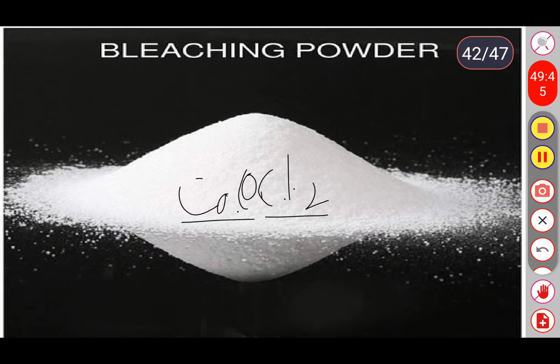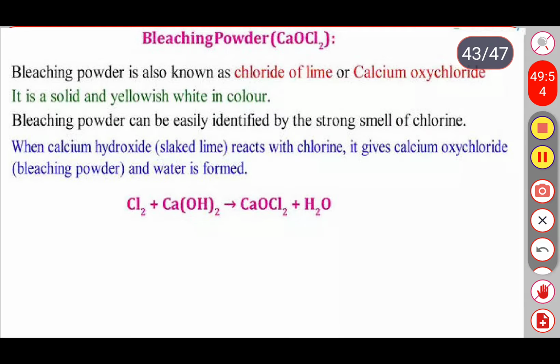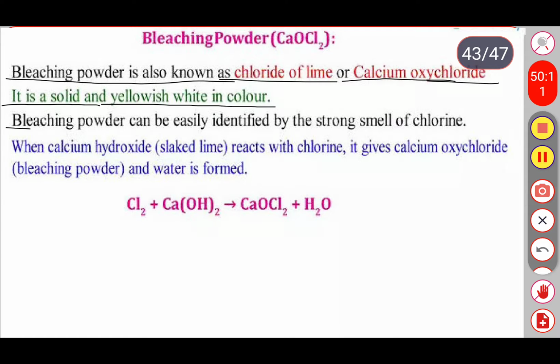Now see the bleaching powder. Bleaching powder is also called chloride of lime or calcium oxychloride. It is a solid and yellowish white in color. Bleaching powder can be easily identified by the strong smell of chlorine. Chlorine is the major component here, that's why it produces the chlorine smell.